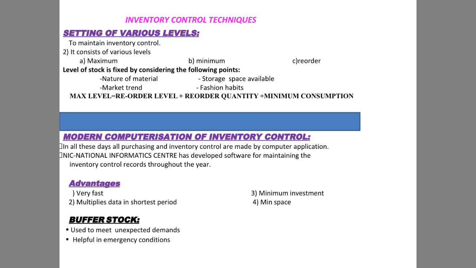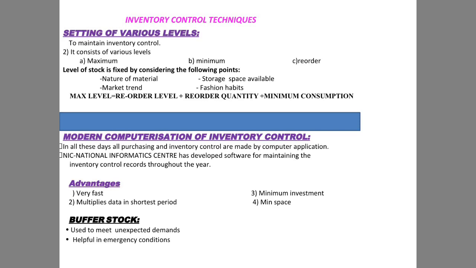But when you look at the various levels, your max level is your reorder level, plus the reorder quantity, plus the minimum consumption. And you're always going to be looking at things such as the nature of the material. Does it have short dating? What's the market trend going on? What's the storage space available? And what are your fashion habits?